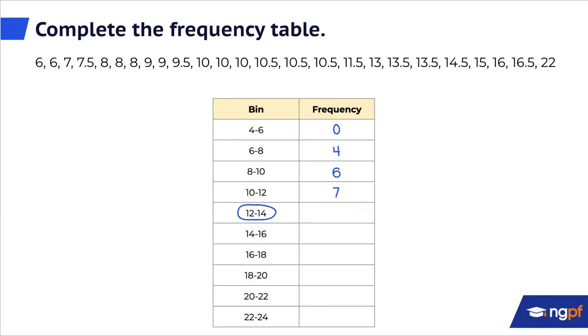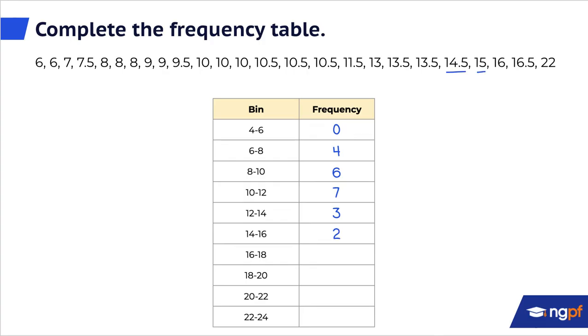For the next bin, let's find out how many data points are between 12 and 14. I see 3 data points in that bin, 13, 13.5, and another 13.5. And I wrote 3 in that row of the frequency table. Now, pause the video to complete the rest of the frequency table on your own.